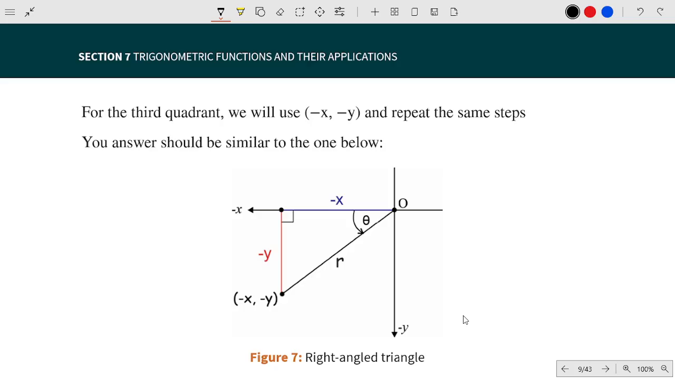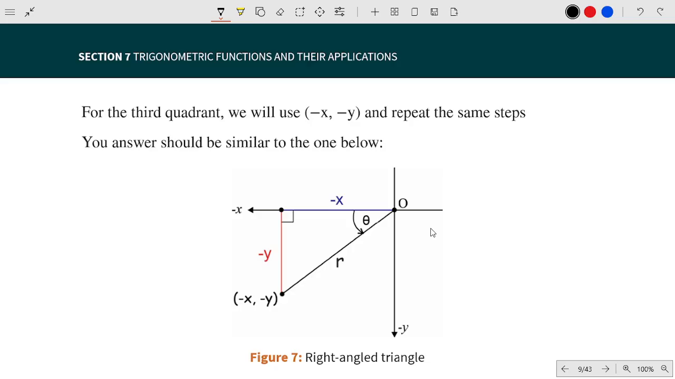The third quadrant. In the third quadrant we know that the x and the y coordinates are all negative. So we have the point negative x, negative y. Let's repeat the same steps that we did for the previous one. So we looked at the first quadrant and we said that all the signs for all the trig ratios are positive in the first quadrant.